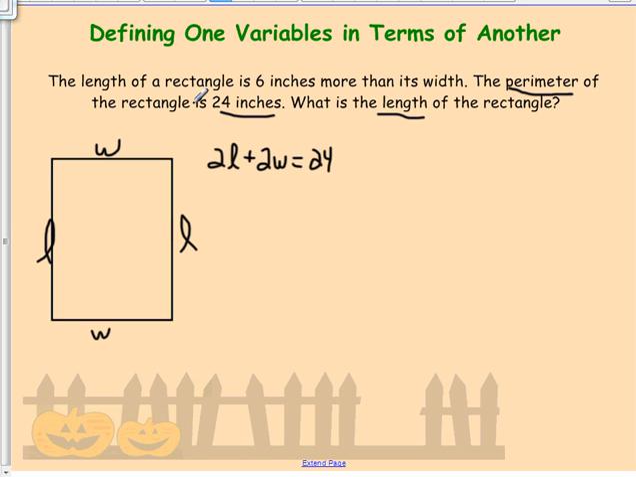Okay, now we have a second part to this problem. We know that the length of the rectangle is 6 inches more than its width. So we know what width is. W is just going to be our width. But we know that length is actually 6 inches more than its width. So it's actually width plus 6.